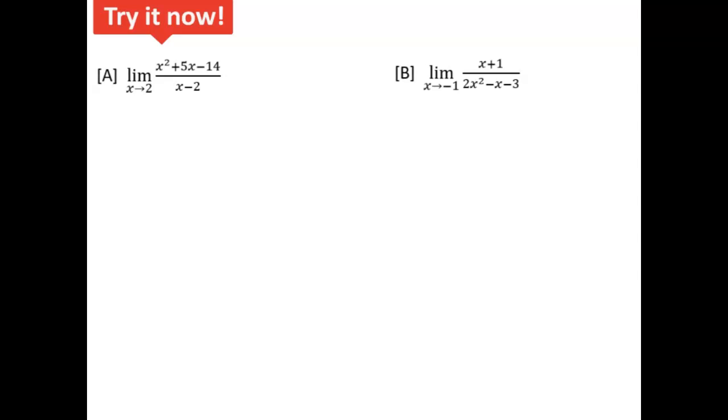Take a moment to try these two problems on your own, either on a dry erase board or on scrap paper. And when you've got an answer for each, then go ahead and resume the video and we'll go over these answers together. So in A, the limit as x approaches 2 of the quantity x squared plus 5x minus 14 divided by the quantity x minus 2.